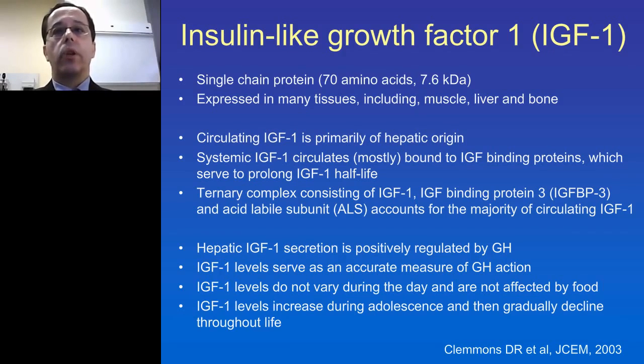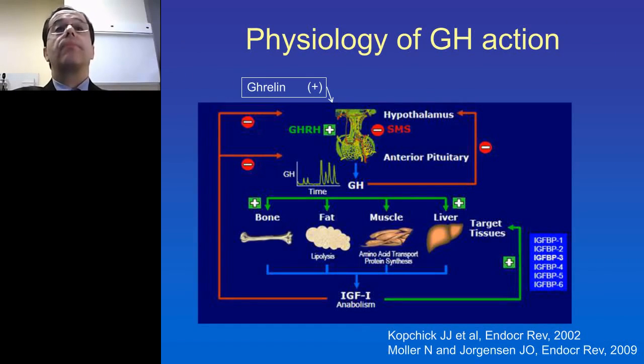In particular, the majority of circulating IGF-1 is carried in a ternary complex consisting of IGF-1, IGF binding protein 3, and the acid labile subunit. Secretion of IGF-1 by the liver is positively regulated by growth hormone, and thus IGF-1 levels in the circulation serve as a good measure of growth hormone action. IGF-1 levels do not vary during the day and are not affected by food consumption. IGF-1 levels do increase during adolescence and then gradually decline throughout life, but they're present and are active throughout the lifespan.